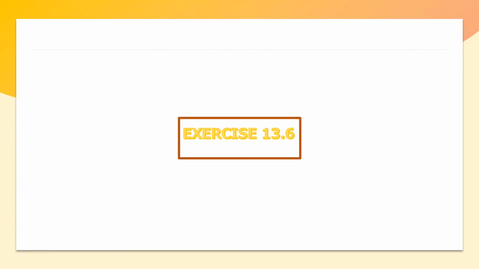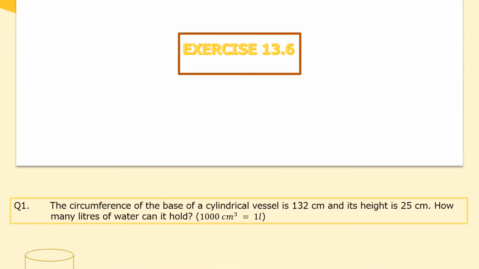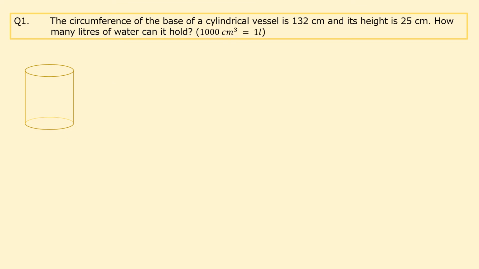Now in exercise 13.6 we will be using this formula. Question number 1. The circumference of the base of a cylindrical vessel is 132 centimeter. So let's write, circumference is 132 centimeter and its height is 25 centimeter. The height of this vessel is h equals 25 centimeter.